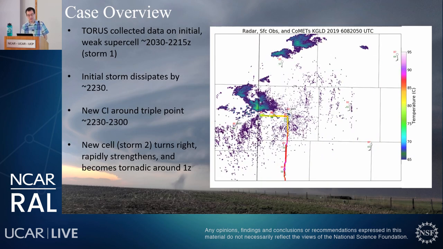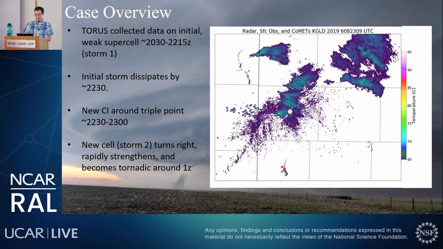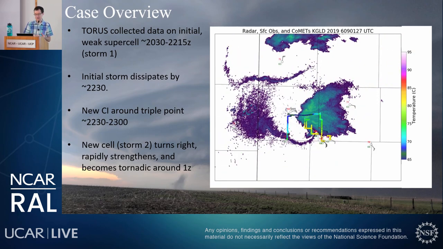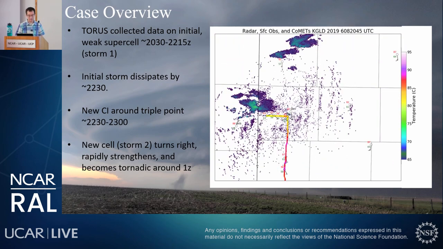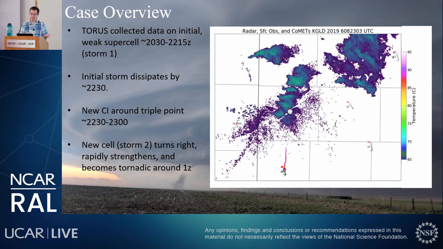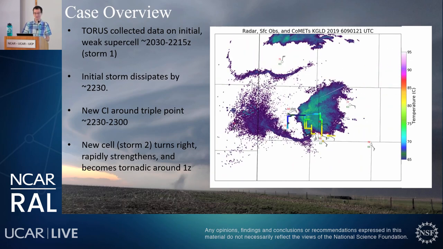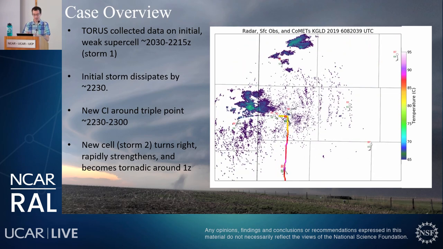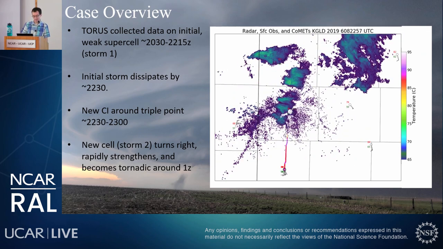So what happened? Well, this first supercell moved into western Kansas and just kind of died. However, a second one developed just south of where that first one died, rapidly intensified, turned right, and produced several tornadoes. So TORUS was on that first supercell as it moved into western Kansas and fell apart. We then drove south to Sharon Springs, thinking we were done for the day, saw that new supercell firing up and thought, oh, we better turn around, and then went and collected observations on it. So we got a pretty good data set, but unfortunately, we don't have a lot of data in between the two storms, which is an important period for my observational case study.